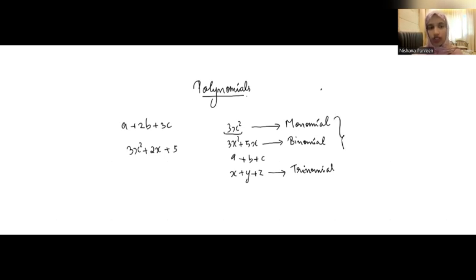So all of this together, we call polynomials. I hope it's clear for you. Polynomials are classified as monomial, binomial, trinomial, etc., depending upon how many terms they have. Okay, got it? If you guys have any doubts, you have to tell me.